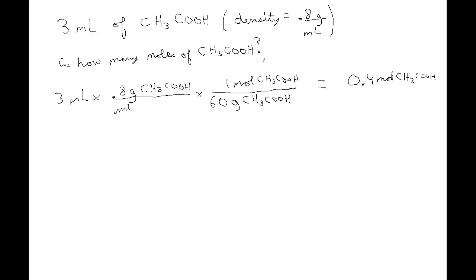What was your answer? 0.4 moles acetic acid. What did you get when you multiplied the 3 times the 0.8? 2.4. And then you divided by 60? Yeah. And what did you get? Oh, whoops, I read it wrong. 0.04. Yes. Okay.